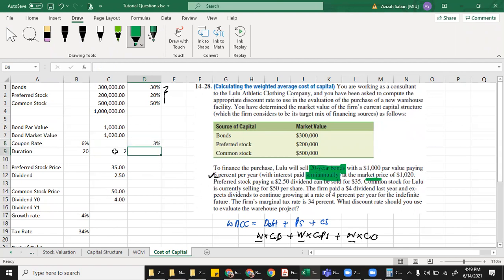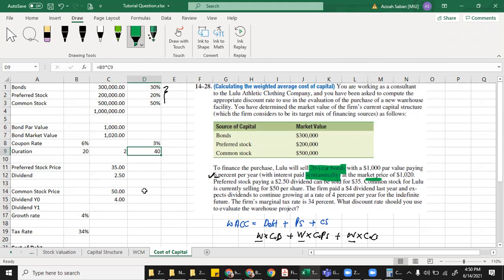All right. The duration here also has to be changed a bit because the duration is 20 years. If we pay once a year, the payment is 20 times. But because the payment is semi-annual, twice a year, 2 payments per year times 20 years is going to be 40 payments. So again, I'm going to multiply 20 by 2, and I get 40.